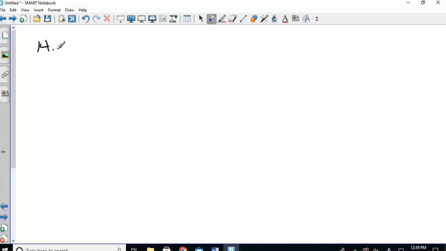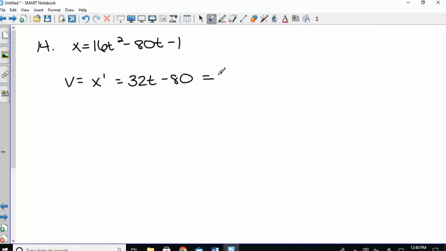So 14. We know position is 16t squared minus 80t minus 1. We want the location when the velocity is 0. So first, we have to do what if I want velocity? So that's 32t minus 80, and I want the velocity to be 0. So if you set that equal to 0, t is 2.5.